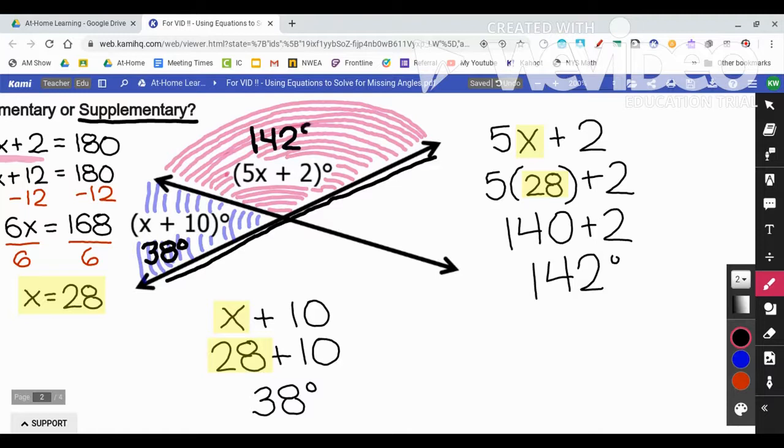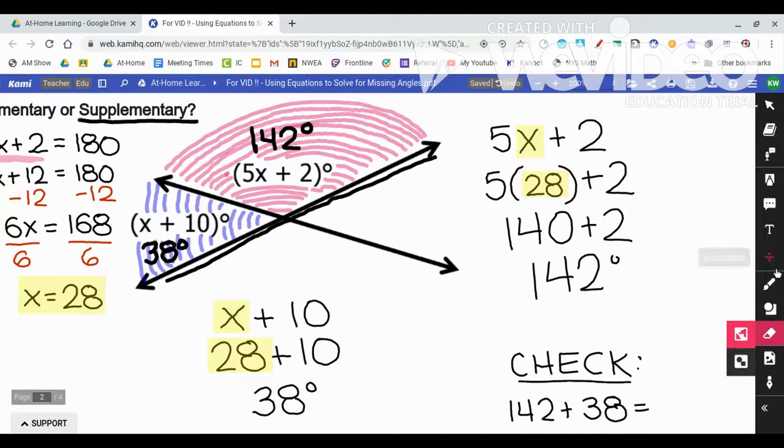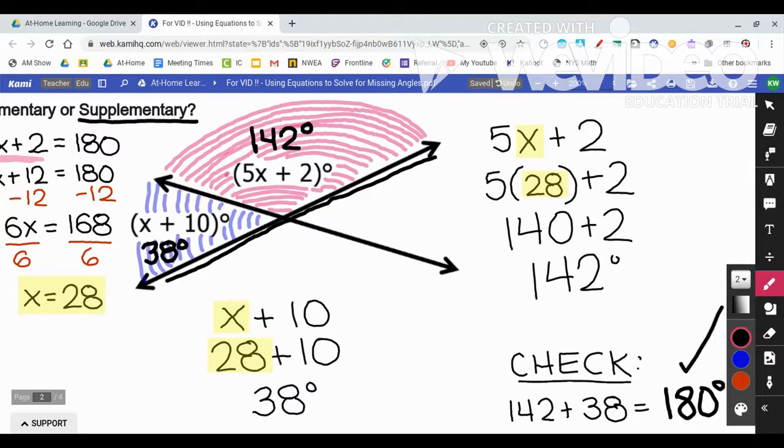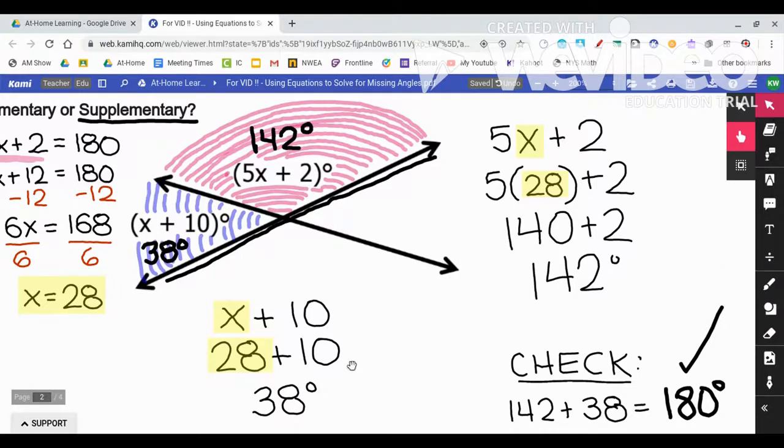Now, since I said these angles are supplementary, when I do a check, they should add up to 180 degrees. So this is me doing my check. And when I add them together, I do get 180 degrees, which means I did this correctly, and I can go to the next example.